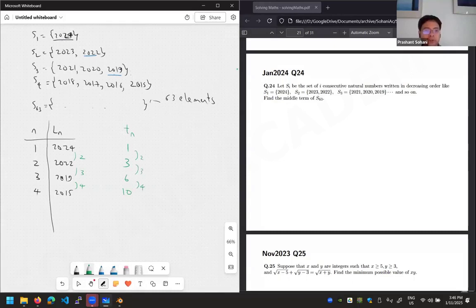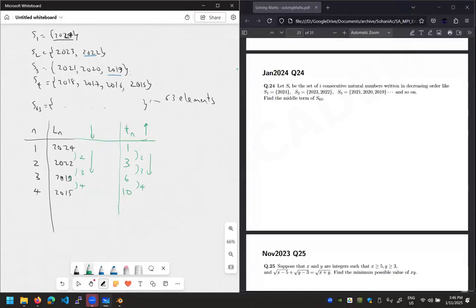So Tn, these are the triangular numbers for the same position. The only thing is here they are decreasing and here the triangular numbers are increasing. So if one sequence is decreasing, another sequence is increasing, how can I combine them? Can somebody think of some way by which I can combine these two columns? What can I do? Writing it in reverse order.